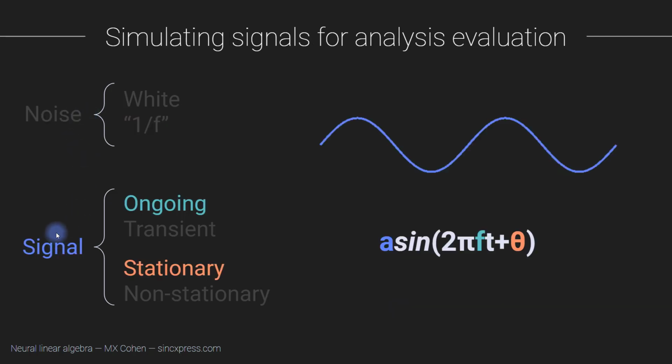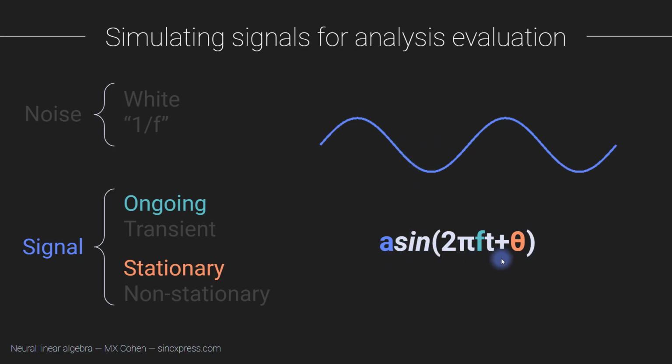Now I'm going to tell you a little bit about simulating signals, or the features in the data that we actually want to be focusing on. For ongoing signals, one of the main ways that we are going to do that is through a sine wave. And then we can also change this formula around a little bit, or add some modifications to this basic sine formula to generate more interesting and non-stationary patterns.